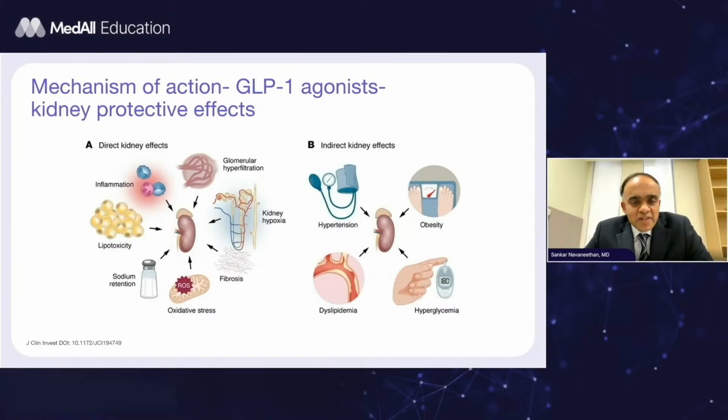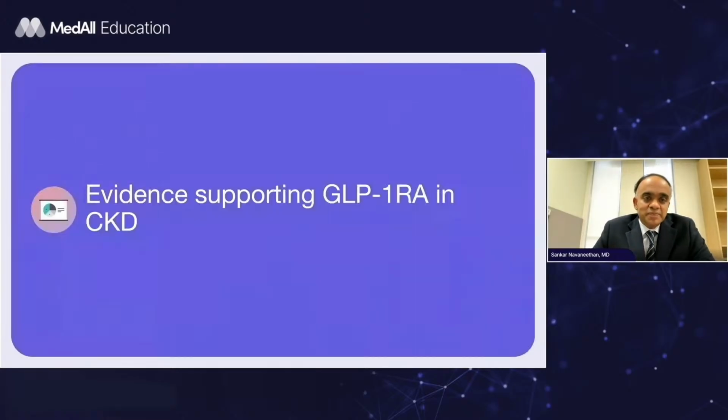But in short, what has been reported so far is there is an improvement in glomerular hyperfiltration. There is improvement in the kidney hypoxia. There is reduction in the inflammatory burden within the glomerulus. There is improvement in the lipotoxicity by the reduction in the body weight, and also improvement in sodium retention. Cumulatively, these all lead to better kidney protection, as we would see in the outcome trials. We will now review the clinical trial evidence that supports the use of GLP-1 receptor agonist in the CKD population.